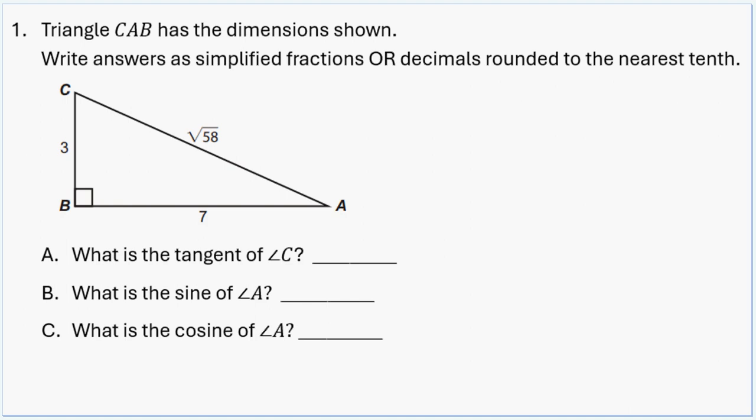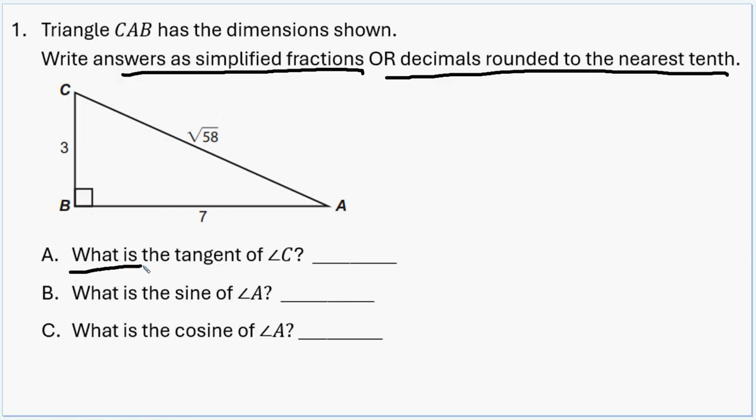All right, we've got a Chapter 13 test coming up. Here is the review that we're going to do in class. Number 1, triangle CAB has dimensions shown. Write your answer as simplified fractions or decimals rounded to the nearest tenth. All sides are on the triangle.